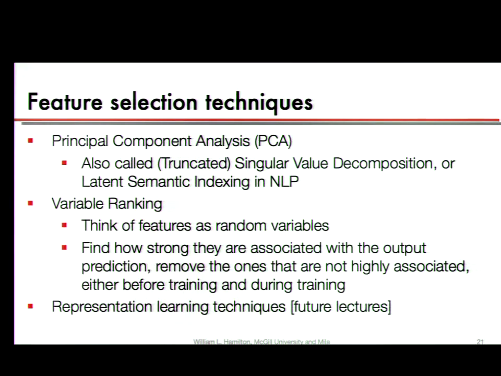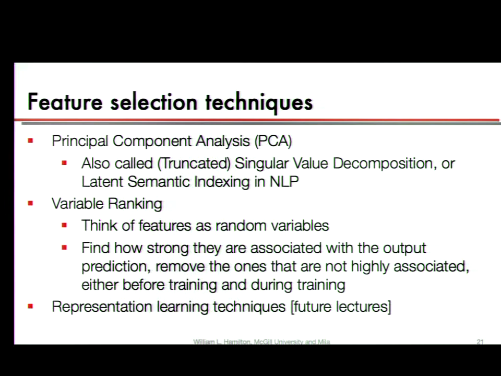So generally, three approaches that are pretty popular. First one is using principal component analysis. So if people remember their linear algebra, eigenvalue decompositions are coming back. Variable ranking is another one. So here we're trying to figure out which of the features are most correlated in some way with our output.